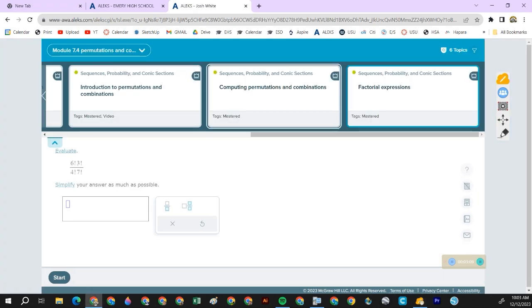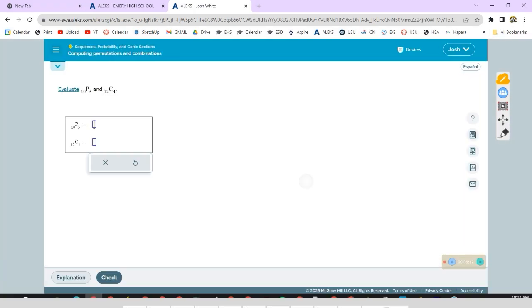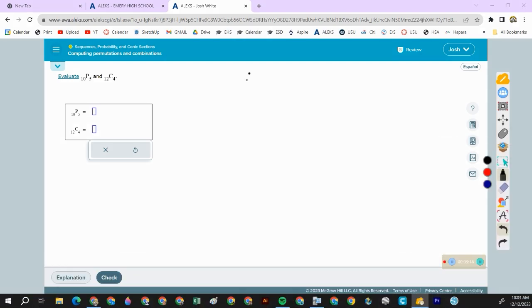Okay, now on to combinations and permutations. So remind me, if AB is equal to BA, what do we call that? If order doesn't matter, and what sort of situation is that? Combination. Good. So this is a combination. How do we calculate combinations? We use the nCr button.